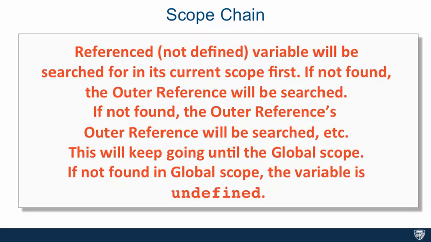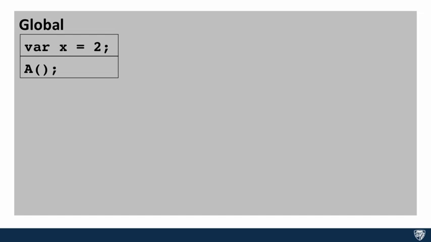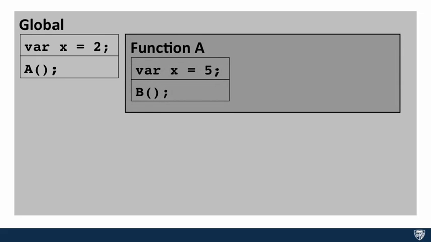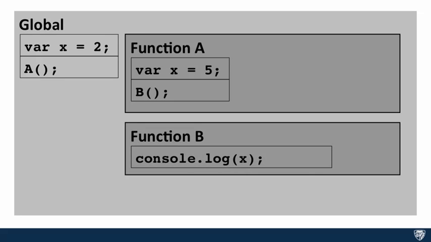Now, in order to understand this scope chain a little bit better, let's take a look at the following visualization. Suppose you executed a couple of lines of code inside the global scope. The first line defines variable x and assigns a value of 2 to the variable x. And the second line executes function a. Now, function a itself is defined in global scope, and it has its own variable x that is set to 5. Now, then, within function a, you call function b. Function b is also defined in the global scope, and all it does is just print out to the console the value of x. Now, what will be printed out to the console?